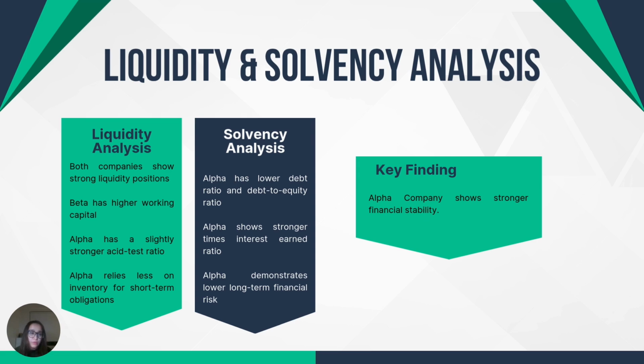Alpha company also shows a stronger times interest earned ratio, and Alpha company demonstrates lower long-term financial risk. So our key finding of this part is that Alpha company shows stronger financial stability.